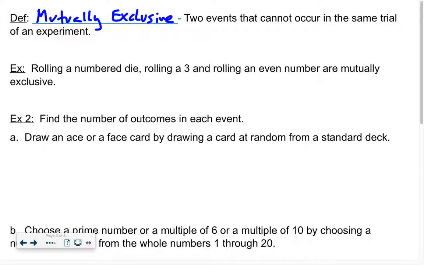2 events that cannot occur in the same trial of an experiment are considered to be mutually exclusive. Okay, so again, 2 events that cannot occur in the same trial. An example of this is rolling a number die. And we want to know, okay, we want to roll a 3, but at the same time we want to roll an even number. Well, we know that 3 is not an even number, so there's no way I can get a 3 and an even number at the same time. Therefore, these 2 events are considered to be mutually exclusive.